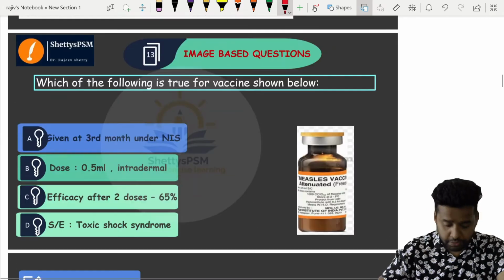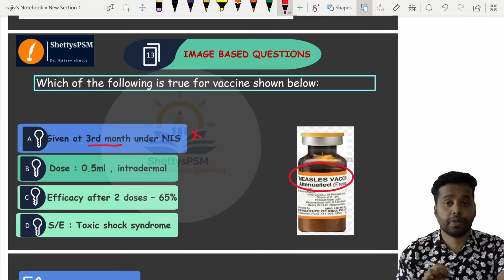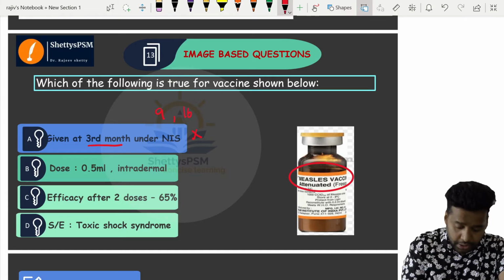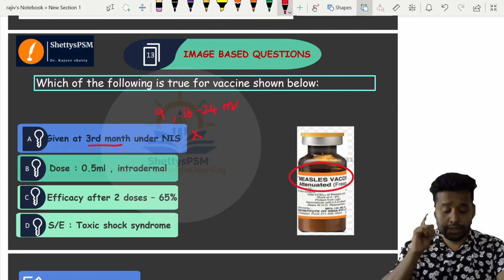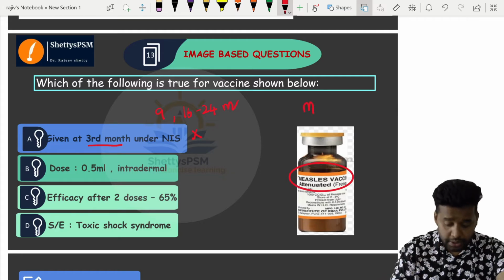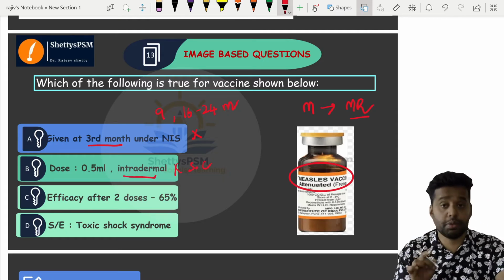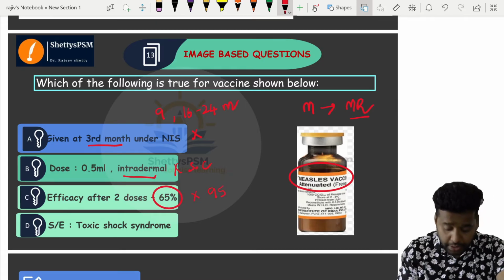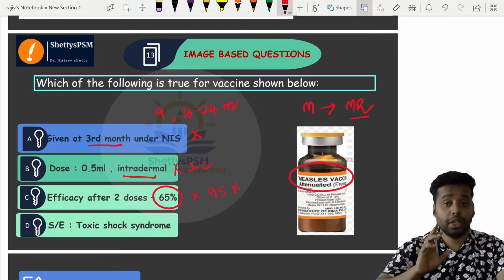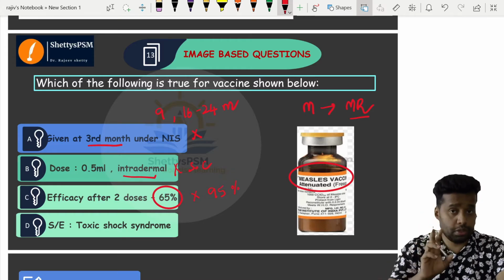Come to the next question. Measles vaccine given at third month under NIS, no. It is at ninth month, and the second dose at 16 to 24 months. How many doses? 2 doses. Some states are using MR vaccine. Measles has been totally replaced by MR vaccine in some selected states. 0.5 ml intradermal, no, it is subcutaneous. Efficacy after 2 doses 65%, no, it is 95%. Very important number. In order to eliminate measles, we need 95% efficacy. So 2 doses of measles vaccine.